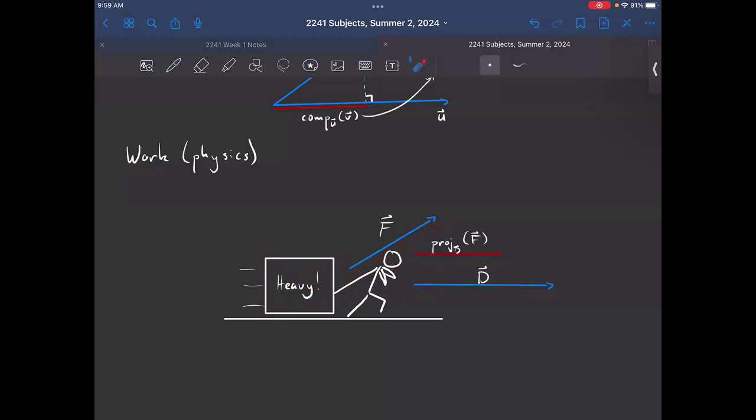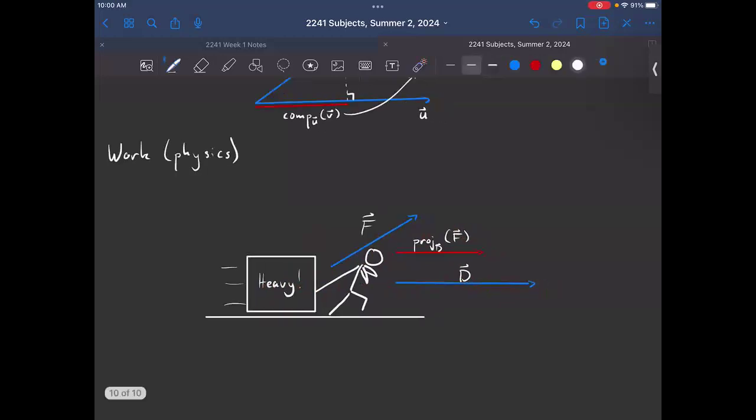Okay, but when I pull that box, well, gravity's pushing it down, so it's going to stay on the floor while I pull it, and it's going to be displaced in this direction, horizontally. So I'm pulling with some force, but not all of my force is going into pulling the box that direction, only the horizontal component, the projection of F onto that vector is what's pulling the box.